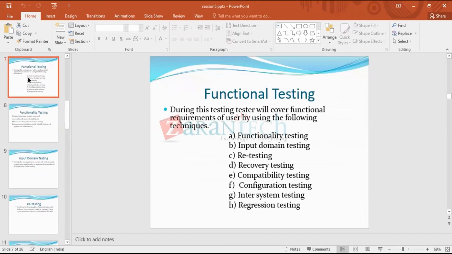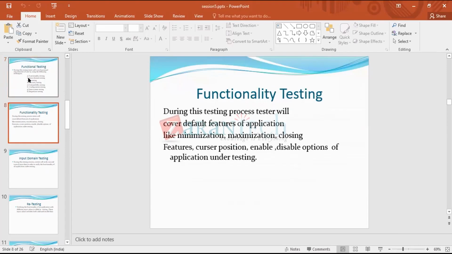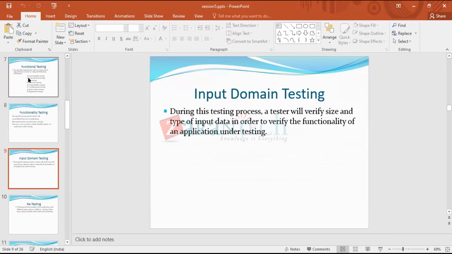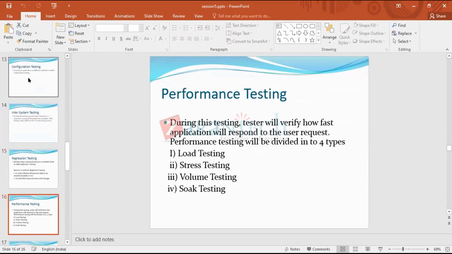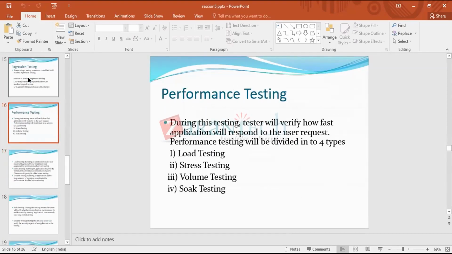Retesting, functional testing. Exactly. Functionality, input domain, retesting done, recovery done, compatibility done, configuration done, inter-system testing done, and regression testing also done yesterday. Correct? Yes, all these things we have completed. Now we'll go with performance testing. System testing is divided into 4 types: GUI testing, functional testing, security, performance. So GUI completed, functional testing completed.